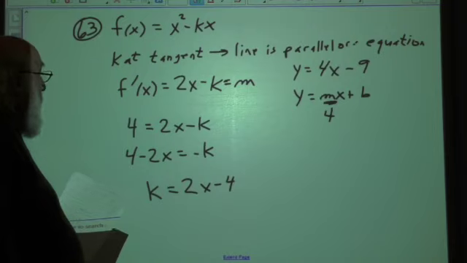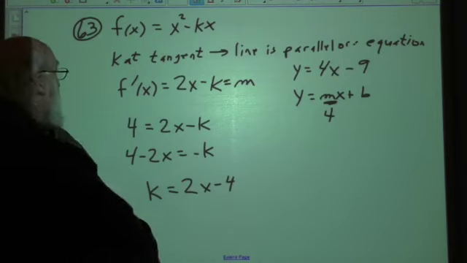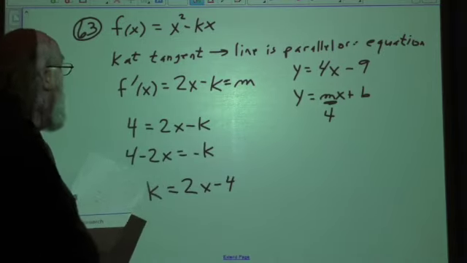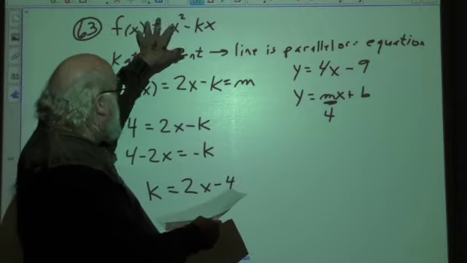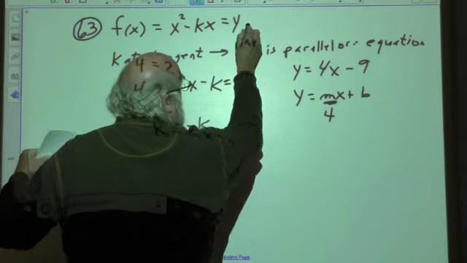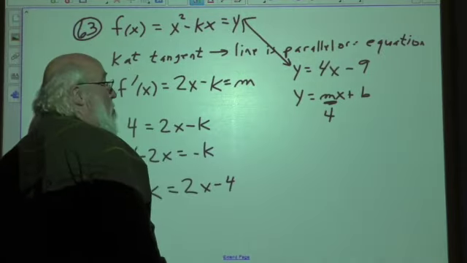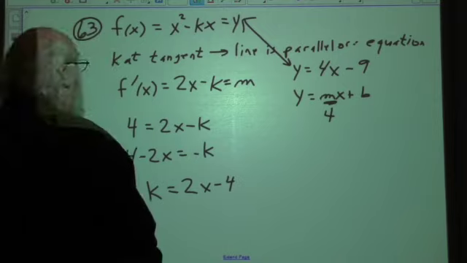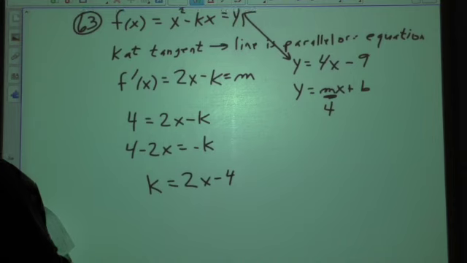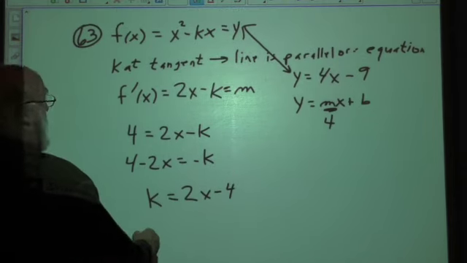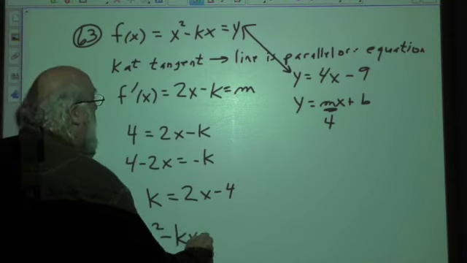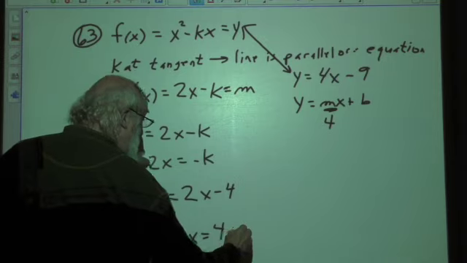Okay? Now, like I said, this equation here is your y, this equation here is your y, so I'm going to put y right here, and these are, by transitive property, equal to each other. So I'm going to put those together. Bring that back down a little bit. There we go. And we're going to have x squared minus kx equals 4x minus 9.